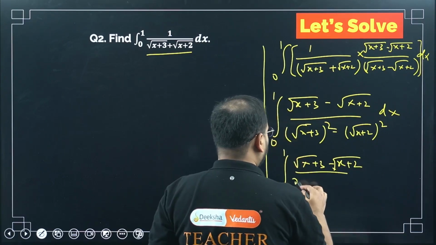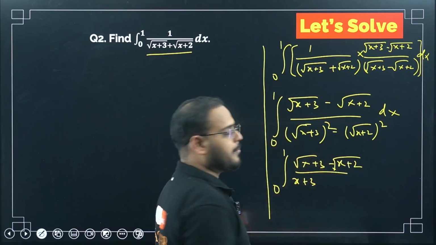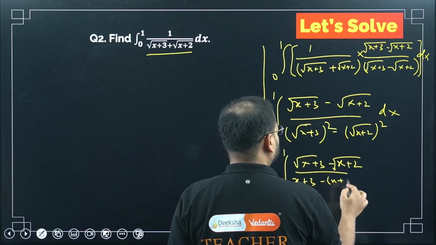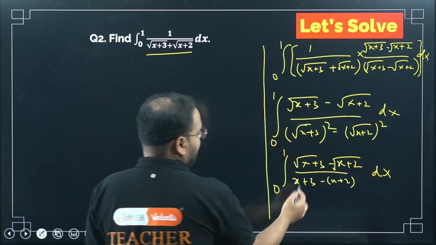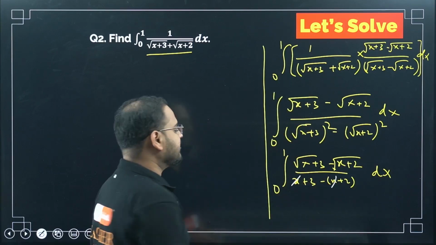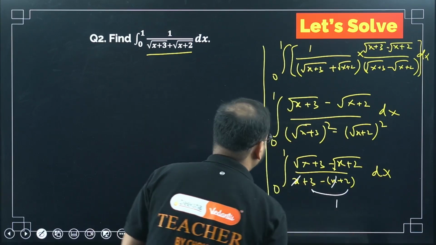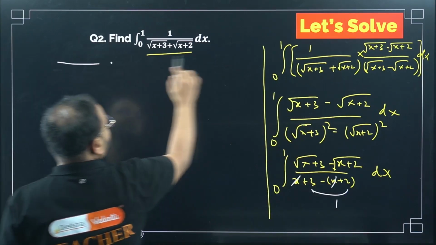Here simply √(x+3) and here minus √(x+2) dx. Please have a look. x and x will cancel because there is a minus sign, and 3 and 2 will make what? This will make simply 1. Now please have a look at this part of the integration.